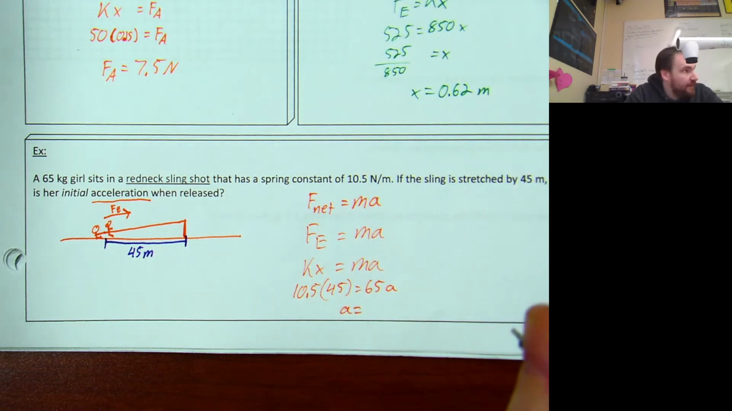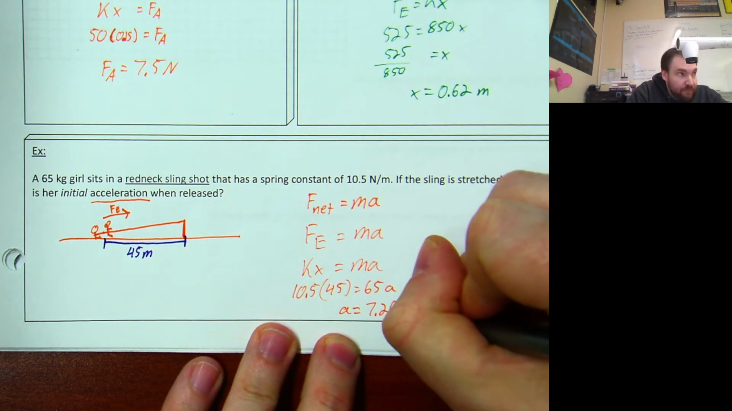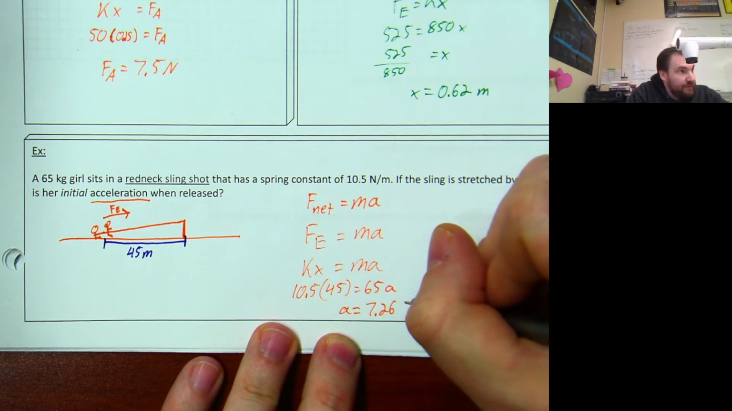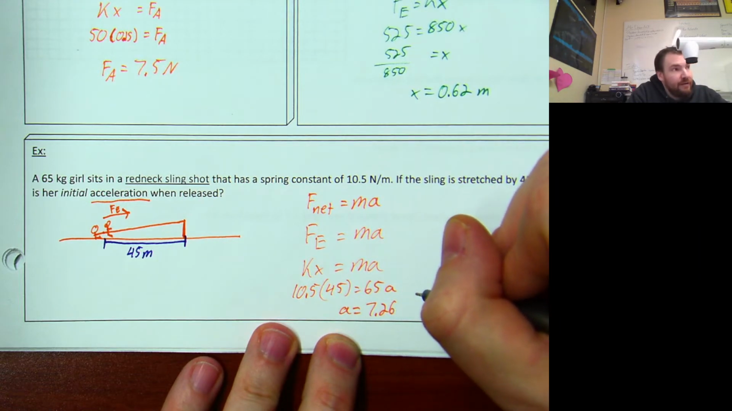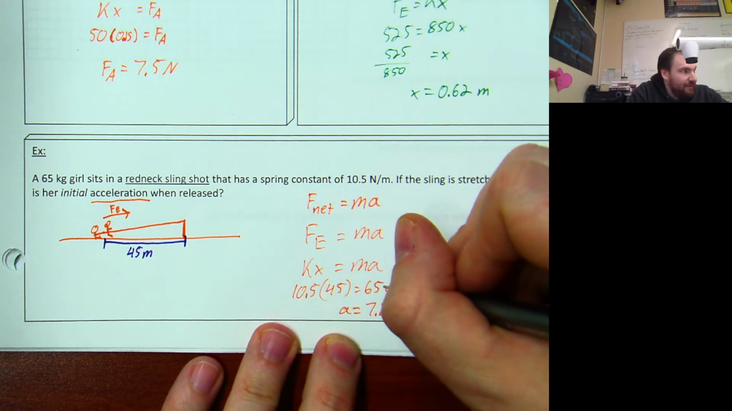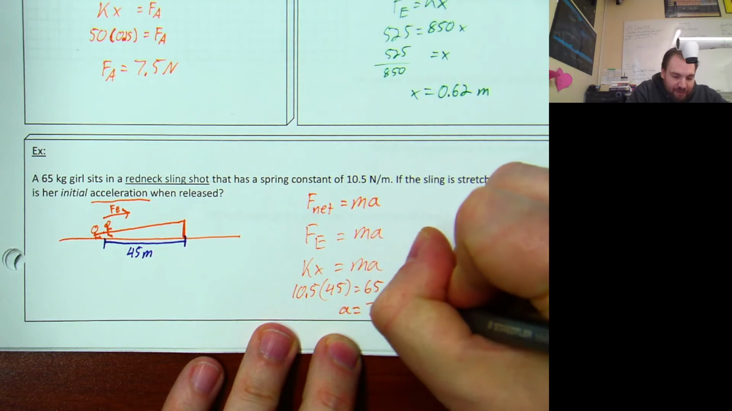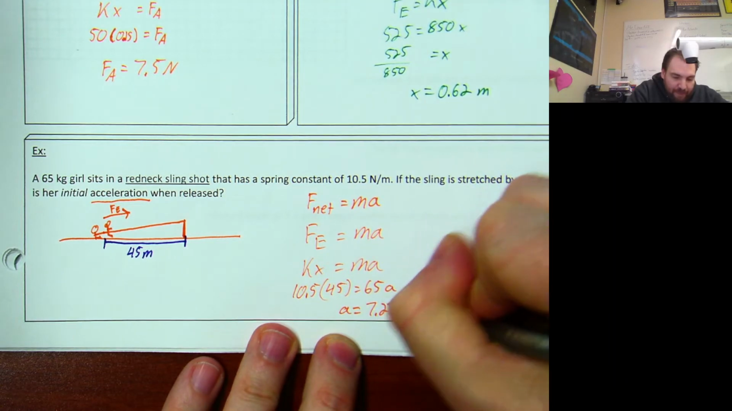Can someone verify Khalil's answer? 7.26? If you round it, it's 7.27. 7.269, so yeah, 7.27. We got to make sure we round it properly. Yes, good. Meters per second squared.